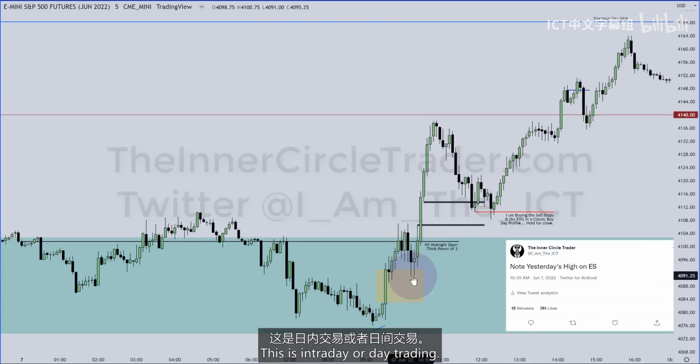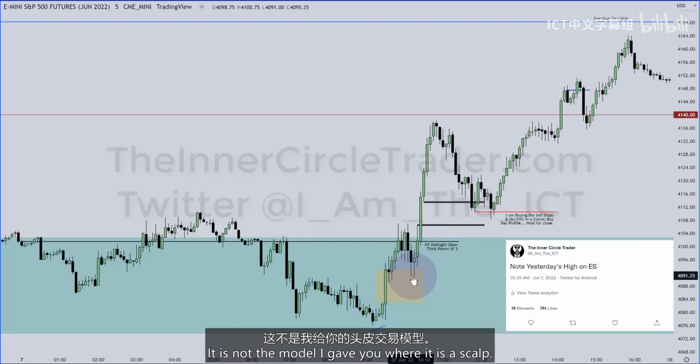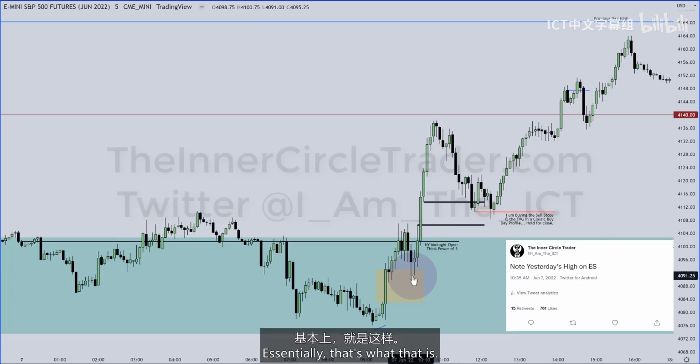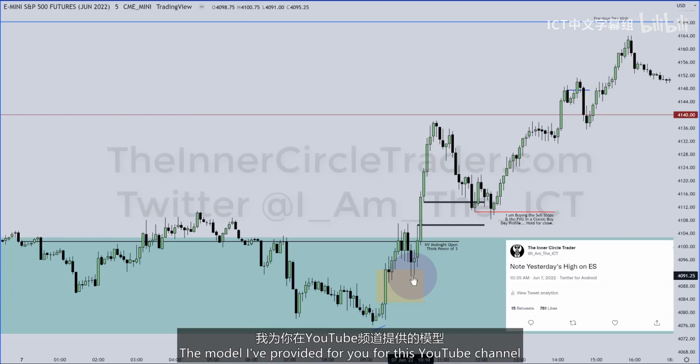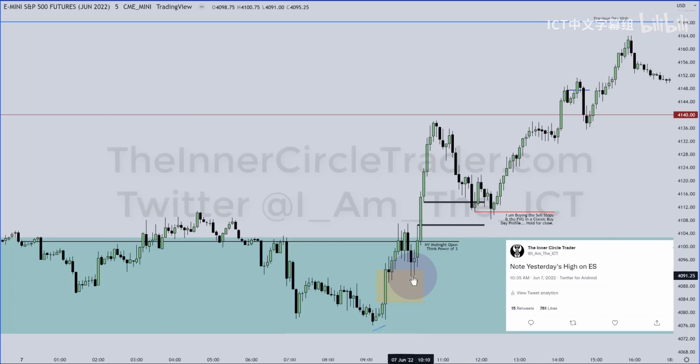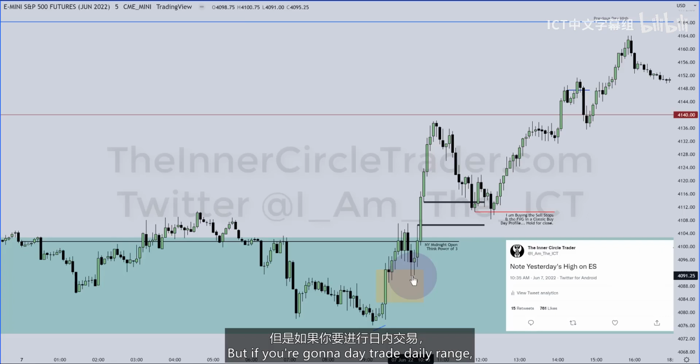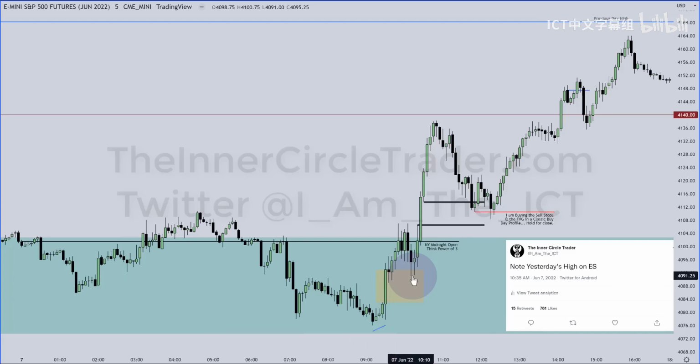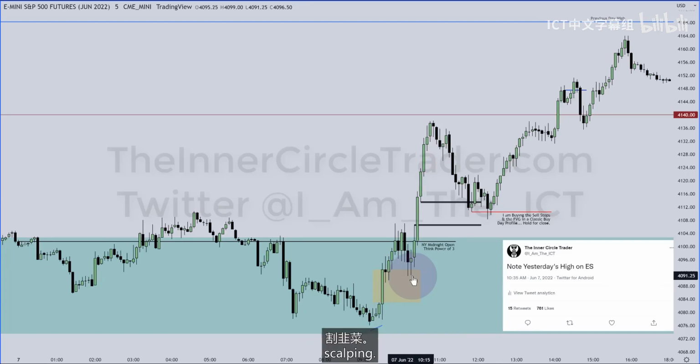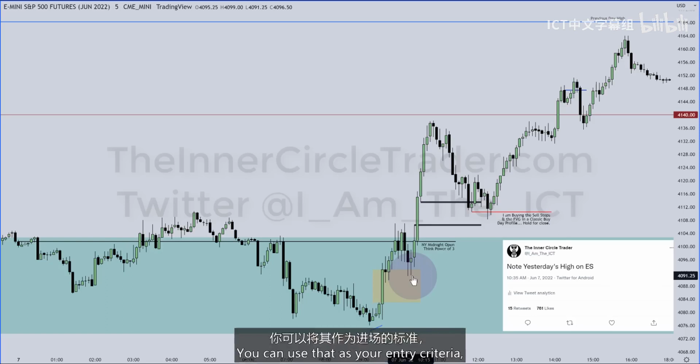This is intraday or day trading. It is not the model I gave you where it is a scalp. Essentially, that's what that is. The model I've provided for you for this YouTube channel is a scalping model. That's exactly what it is. But if you're going to day trade daily range, you're going to be using the 15 and 5-minute chart. And there it is. Now, you can use that model that I gave you for entries and scalping. You can use that as your entry criteria, but with the logic and narrative that you're going to be trading the daily range.